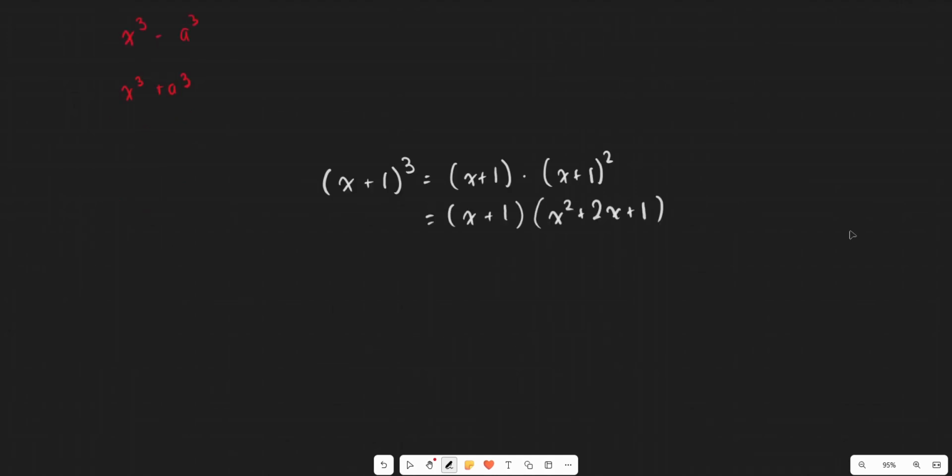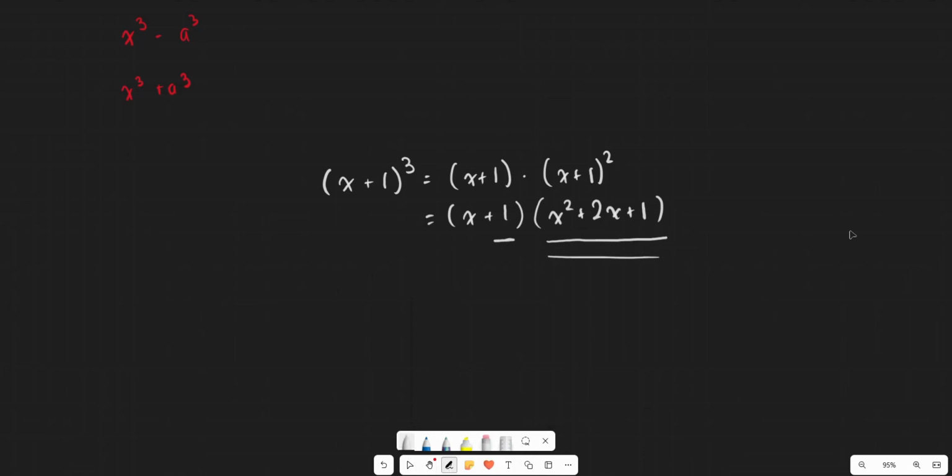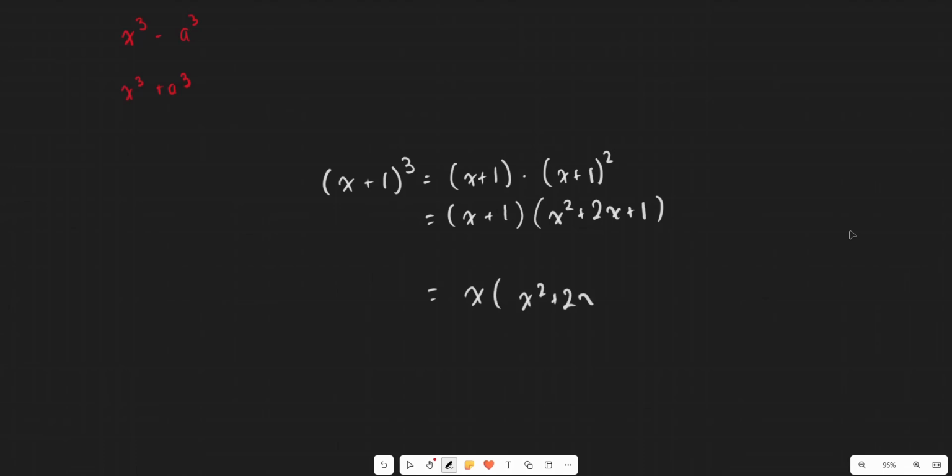And then to evaluate this, you would first multiply x by this entire polynomial, and then you would multiply 1 by this entire polynomial. So let's first do x times that entire polynomial. So x times x squared plus 2x plus 1, and then 1 times that entire polynomial.